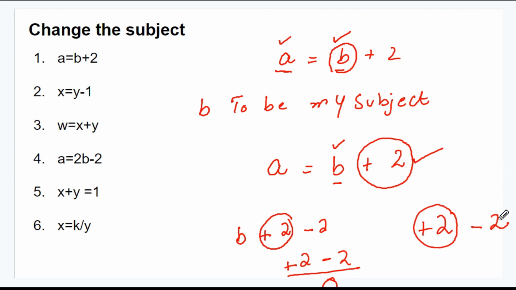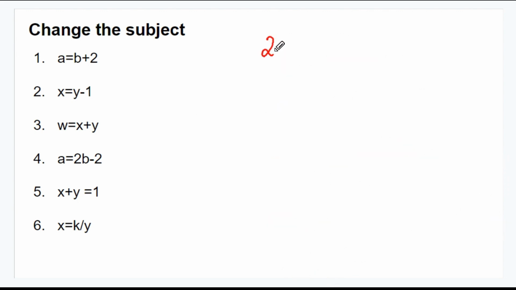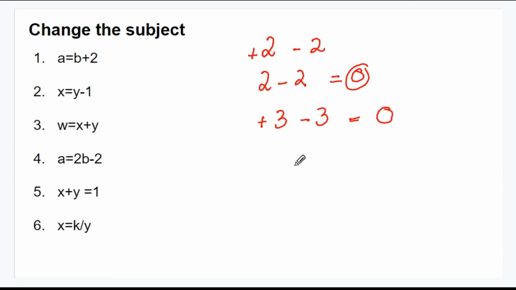Am I correct? If you have plus 2 minus 2, it means 2 minus 2, which will give me 0. And 0 means nothing. If I write the opposite of plus 3, it will be minus 3, and it will give me 0. In the same way, if I want to finish this A, what should I do? I can write minus A and it will give me 0.